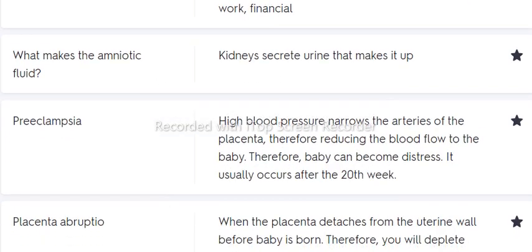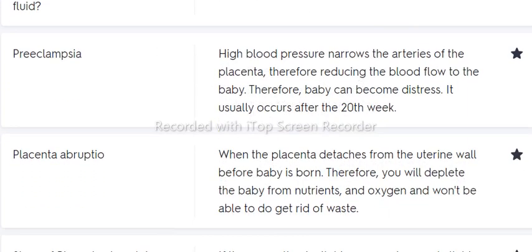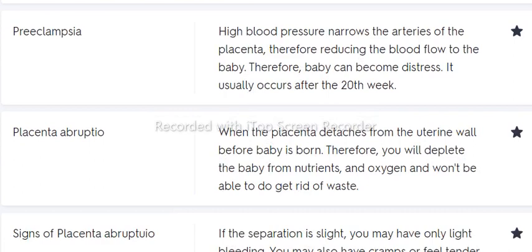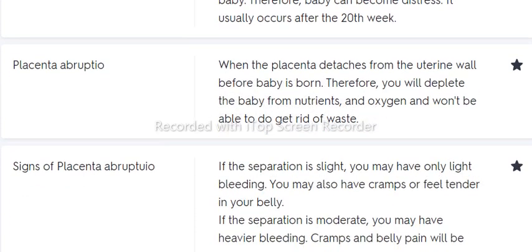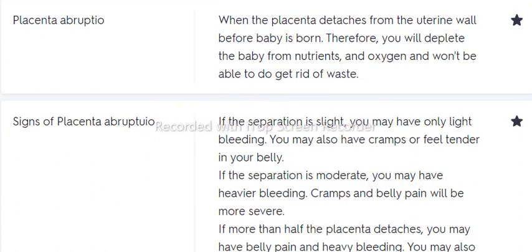Preeclampsia. High blood pressure narrows the arteries of the placenta, therefore reducing the blood flow to the baby. Therefore, baby can become distressed. It usually occurs after the 20th week. Placenta abruptio. When the placenta detaches from the uterine wall before baby is born, therefore you will deplete the baby of nutrients and oxygen and won't be able to get rid of waste. Signs of placenta abruptio.